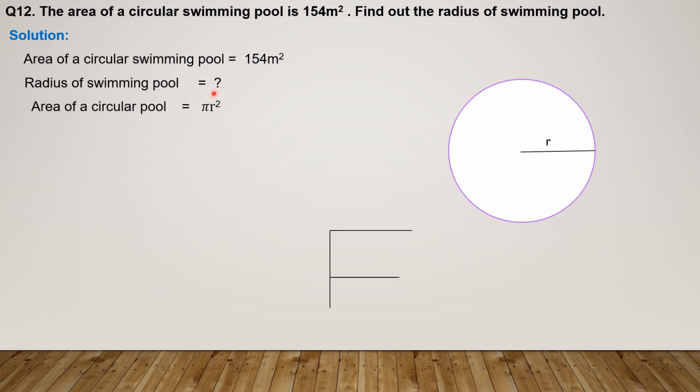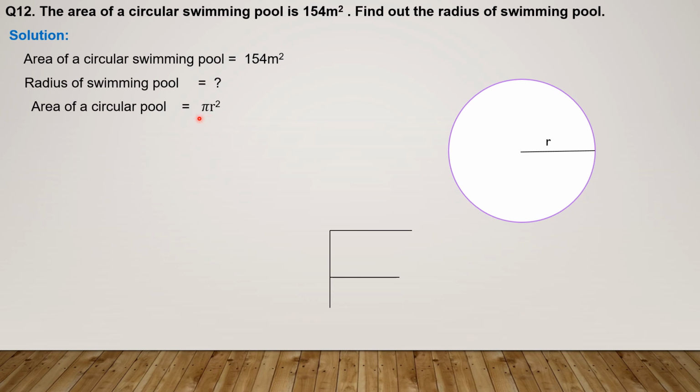Now we have to apply the formula of area of a circular pool, or area of circle. As in previous questions, we applied area of square and area of rectangle. Since here a circle is given to us, which formula do we apply? Area of circle. Area of circle is pi r square, where r stands for radius and the value of pi is given to us, that is 22 by 7 or 3.14. The value of pi does not change ever, it remains the same.